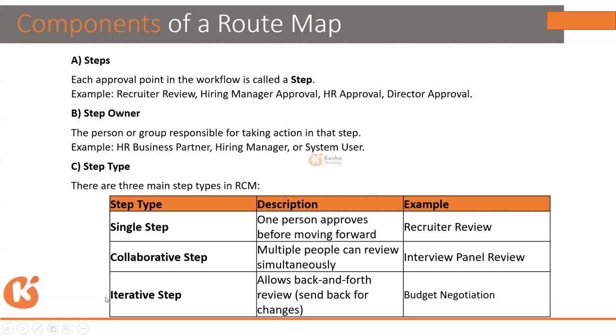Then there is iterative. Iterative is like HR has done something and sent it to the manager for approval. The manager sees some fault and sends it back to HR. This is called iterative. That is the reason that most of the time people go ahead with a single step only, because it makes it easier for whoever is the owner of that particular step. If they reject it, it comes back to the person, and if they approve it, it moves on to the next step. So single step is the better choice.